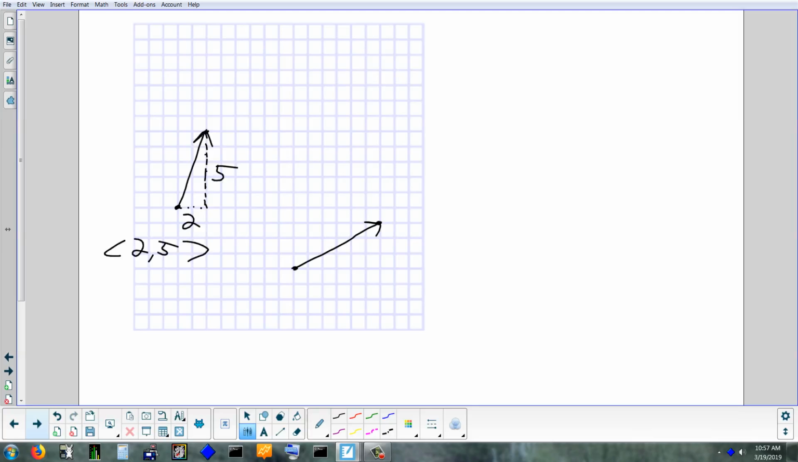Right, now let's look at the other one. So this has a horizontal of 1, 2, 3, 4, 5, 6, and up 1, 2, 3. All right, so those two vectors are not equal. The horizontal components and the vertical components don't match. Any question on that idea? So it doesn't have anything to do with where they are. It's just, do the components match?